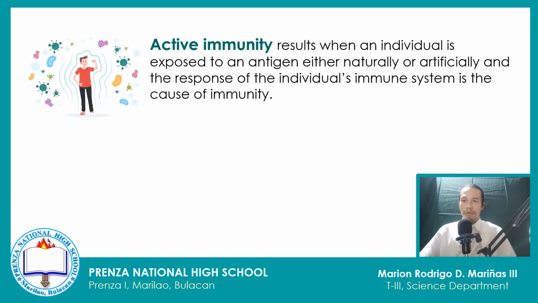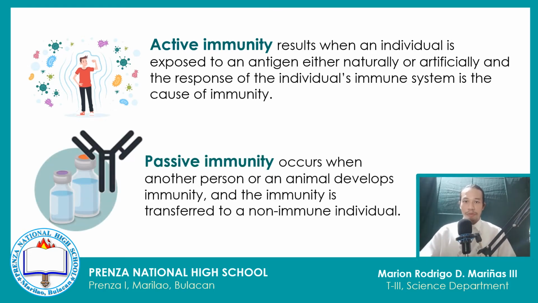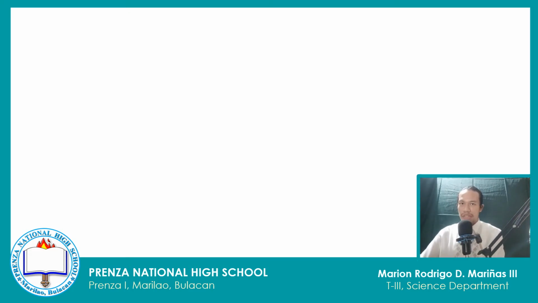Meanwhile, active immunity results when an individual is exposed to an antigen, either naturally or artificially, and the response of the individual's immune system is the cause of the immunity. On the other hand, passive immunity occurs when another person or an animal develops immunity, and the immunity is transferred to a non-immune individual. Let's go over each type of adaptive immunity.